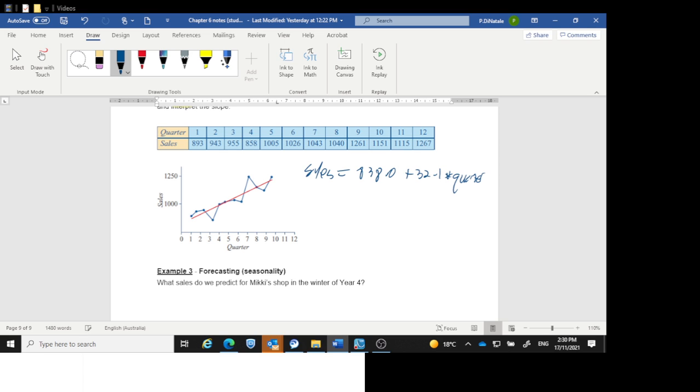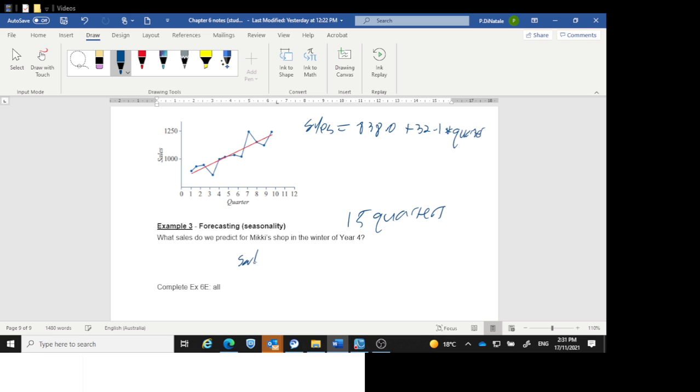Now forecasting is trying to think ahead. It says what sales do we expect for the shop in the winter of year 4. Now we've already got 3 years here. Remember there's 1 year, 2 years, 3 years there. Now winter, if you remember the order, is the 3rd quarter. So we're looking at how many quarters are there? We're looking at 15 quarters. Winter was that section right there. So we're just going to put that in.